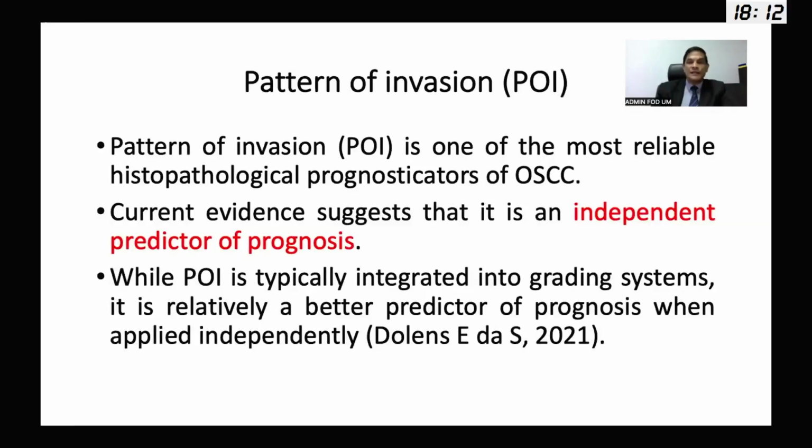So there is a lot of research on pattern of invasion. We started looking at pattern of invasion long years back, about 25 years back. We produced the first paper on pattern of invasion and its significance to metastasis. And now the current evidence suggests that it is an independent predictor of prognosis. We have shown that with our recent research many times, that pattern of invasion can be an independent predictor of prognosis, and even of metastasis, mostly metastasis.